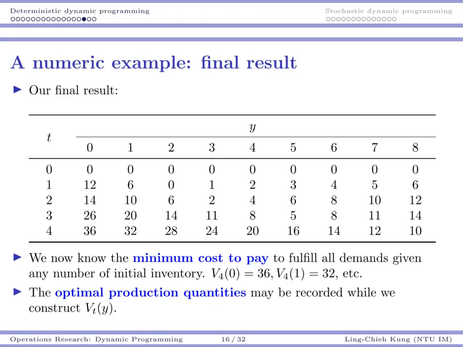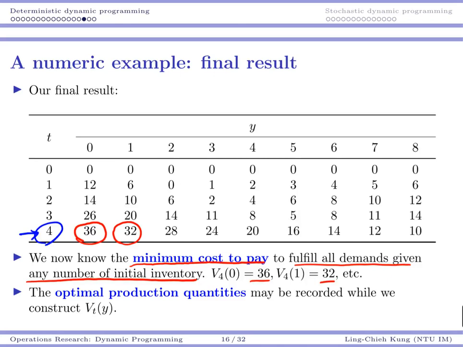And then finally, we can have one additional loop to solve the problems with t equals 4, and that's the end of the whole algorithm. We now know the minimum cost to pay to fulfill all the demands given any number of initial inventory. We know if initially I have nothing, I need to pay $36. If initially I have one unit at hand, I need to pay $32, and so on.